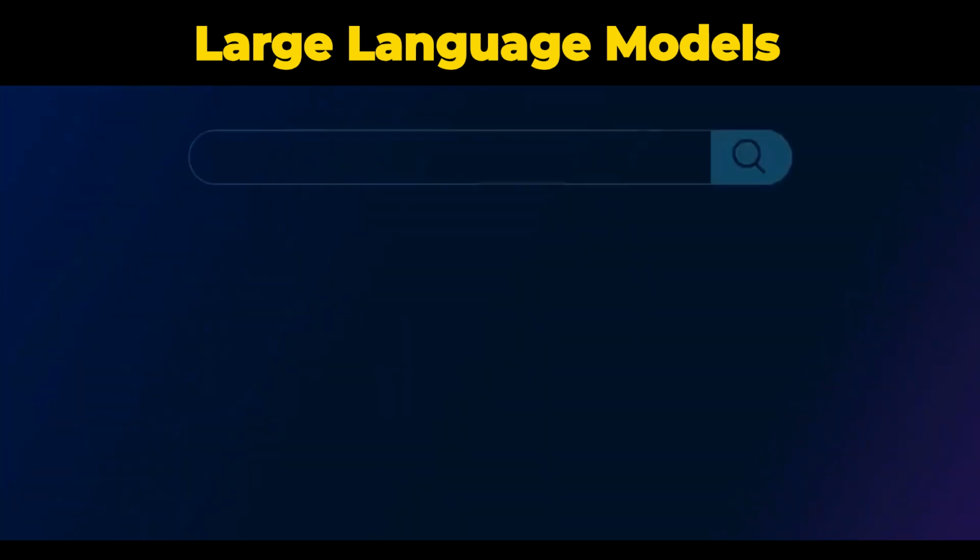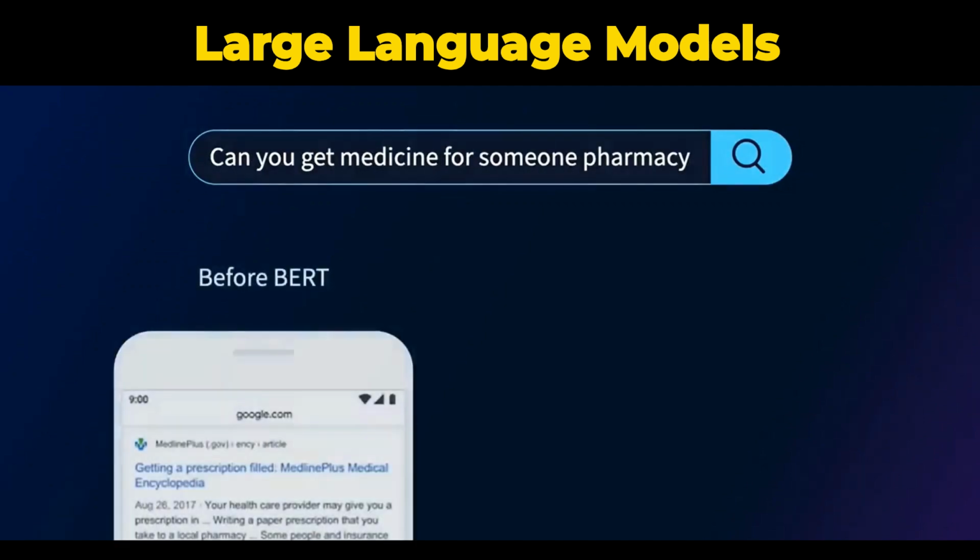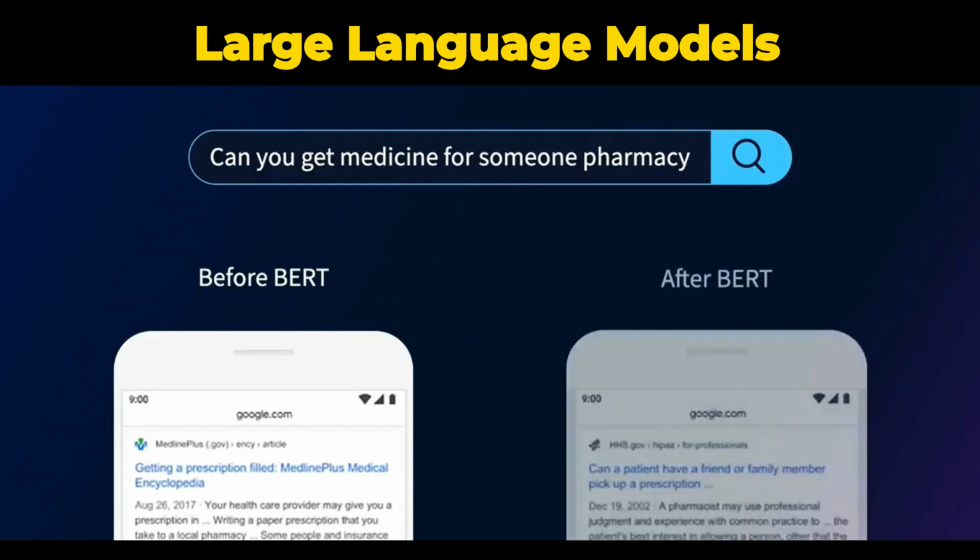Here's another example of BERT in production. In the past, if you did a Google search using the phrase, "Can you get medicine for someone pharmacy?" it wouldn't have picked up on the fact that "for someone" was a really important part of the query, because you're looking for another person to pick up the medicine. Google search would have returned results about generally getting a prescription filled, which isn't relevant in this context. Now, with BERT, Google search captures the important nuance that another person needs to pick up the medicine, and it returns results about having a friend or a family member pick up a prescription.